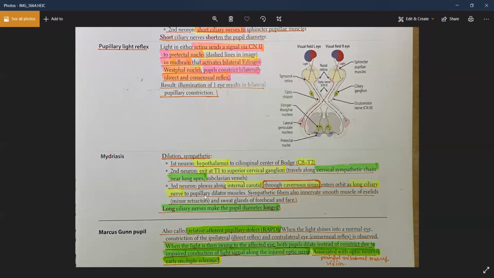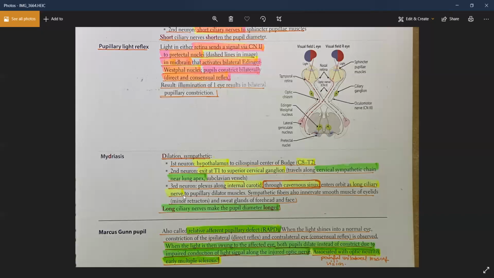Now, after this chain, you again have a synapse. Then you have the third neuron, which travels along with the internal carotid artery. It will enter the cavernous sinus. We will discuss what this sinus is and what nerves it carries, but just know that in the brain you have the cavernous sinus. All these nerves will travel into the cavernous sinus, and then it will reach as the long ciliary nerve.